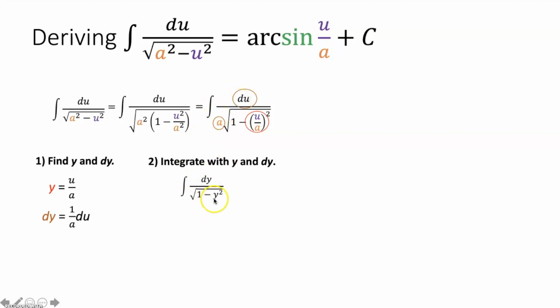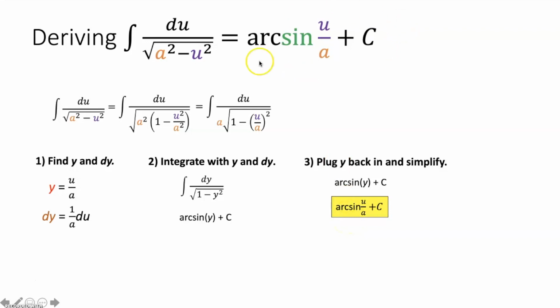We now have this integral where it's the integral of dy over the square root of 1 minus y squared. Exactly what we said the derivative of arcsine was. So when we integrate this, this is clearly going to be arcsine of y plus c. Now what we have to do is take what we set y equal to, which is u over a, plug it back in for y, and we've derived this formula that we have for the integral of du over the square root of a squared minus u squared.